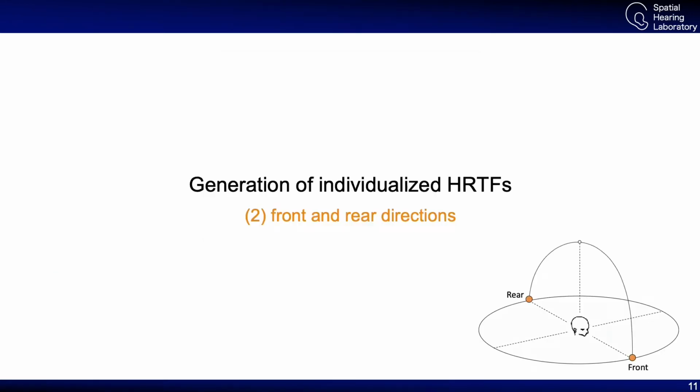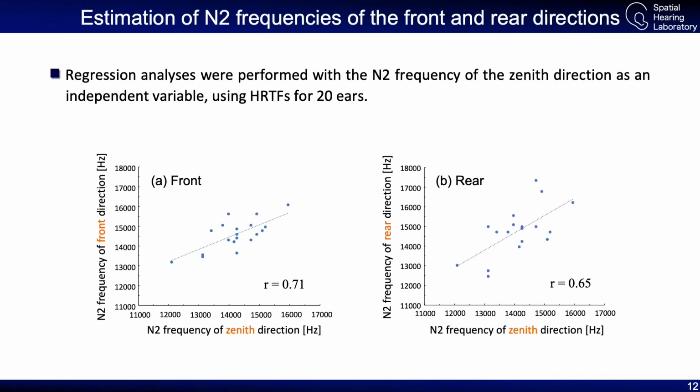Then I will explain generation of individualized HRTFs for the front and rear directions. In order to estimate the N2 frequencies of the front and rear directions, regression analyses were performed with the N2 frequency of the zenith direction as an independent variable using HRTFs for 20 years. The correlation coefficients between N2 frequency of the zenith and the front and between the zenith and the rear were 0.71 and 0.65 respectively.